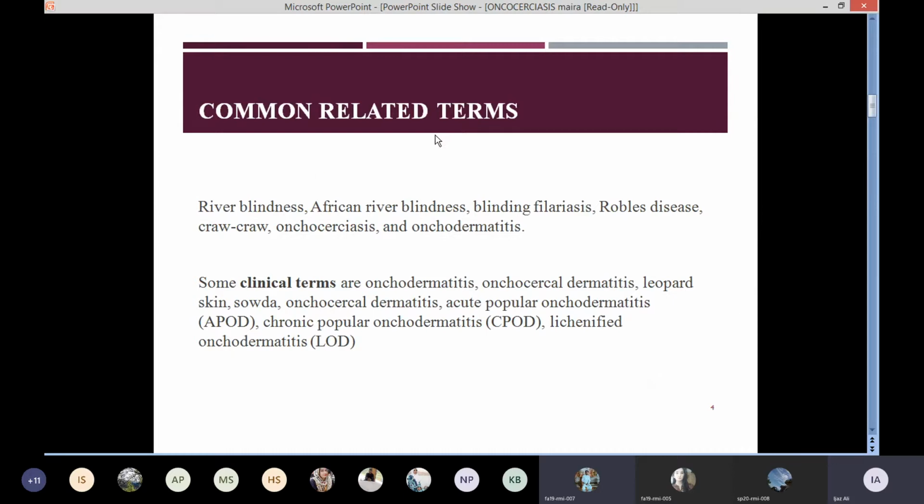These are some common related terms. River blindness, we call it river blindness.